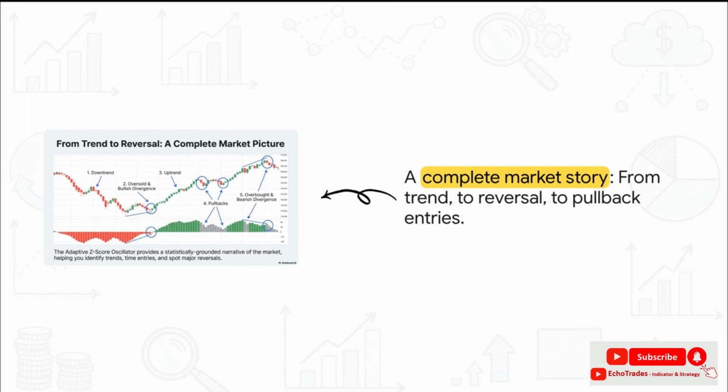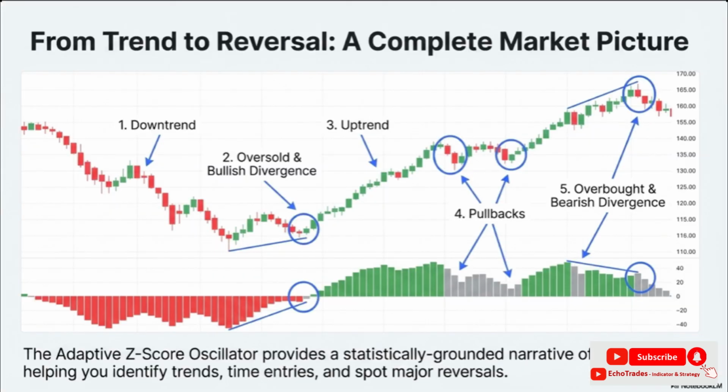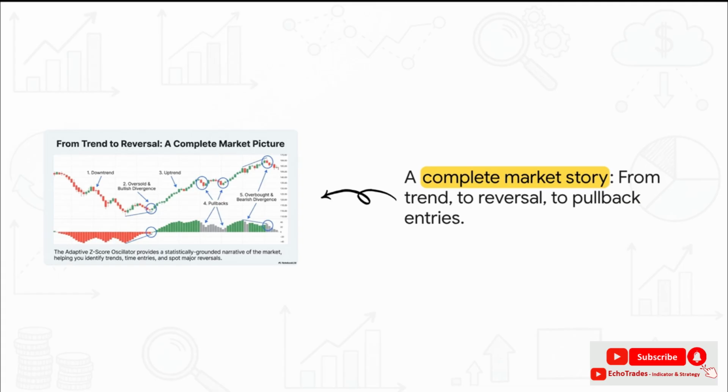And this chart, wow. It just brings everything we've talked about together so beautifully. You can see the entire market story play out. The red histogram clearly shows the downtrend. Then the bullish divergence gives you that early warning that a bottom is forming. The green histogram confirms the new uptrend. The gray bars pinpoint those low-risk entries on pullbacks. And finally, that bearish divergence at the top warns you that the party might be over. It's a complete statistically grounded narrative of the market.